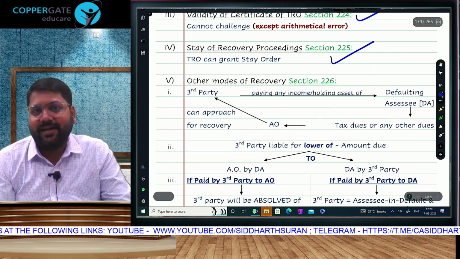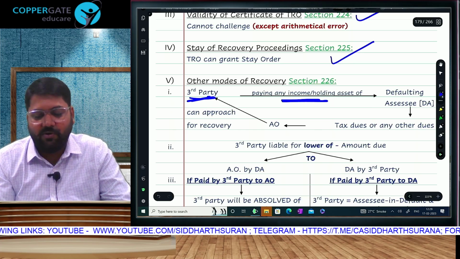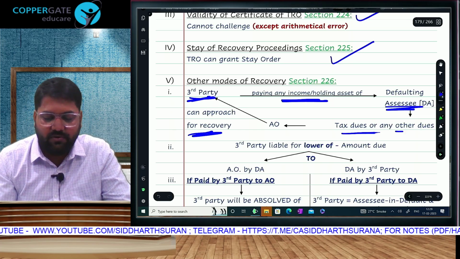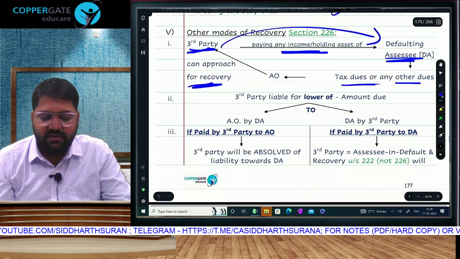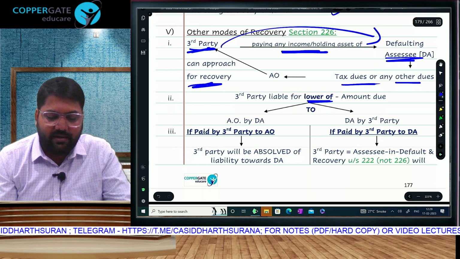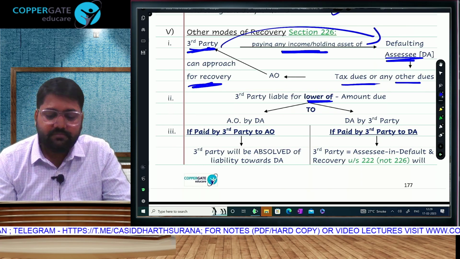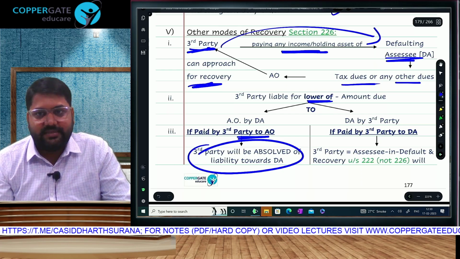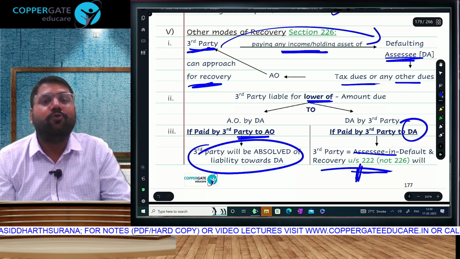Other than sending the TRO to the defaulting assessee, we can approach the third party who is going to pay any income or holding any asset of the defaulting assessee. We can approach him also for the tax dues or the dues of the third party towards the defaulting assessee, whichever is lower. The third party will be liable for the lower amount. Later, if the third party has made payment to the assessing officer, then you will be absolved towards the defaulting assessee. But if you made payment to the defaulting assessee, you will be personally liable under 222.